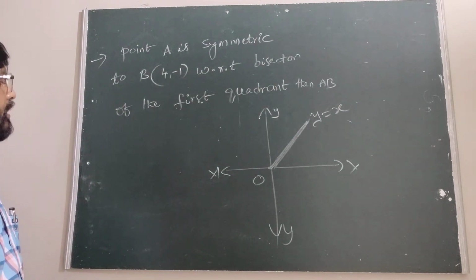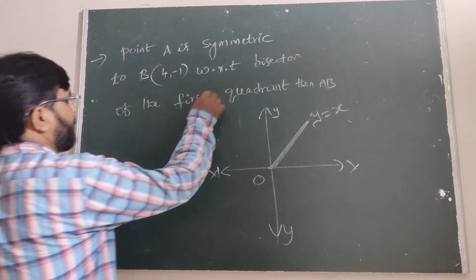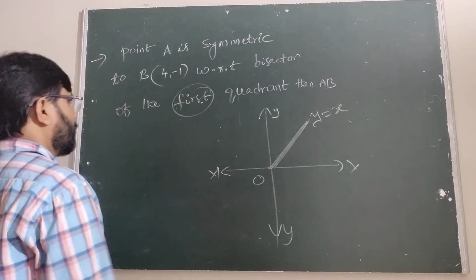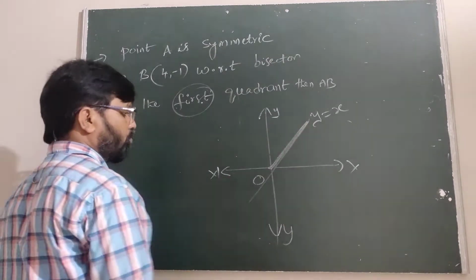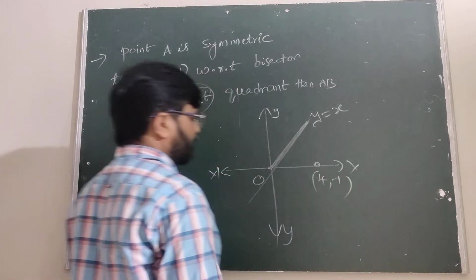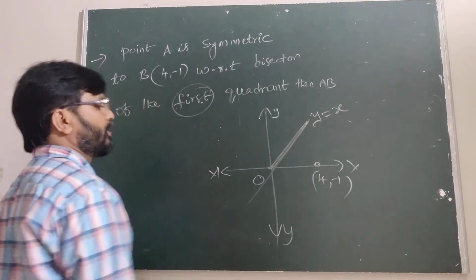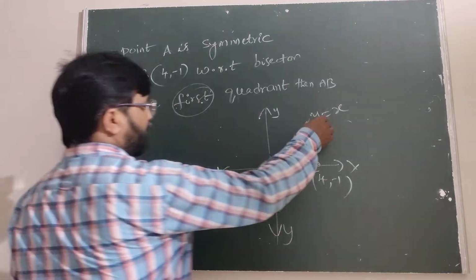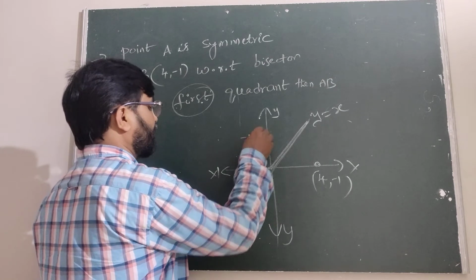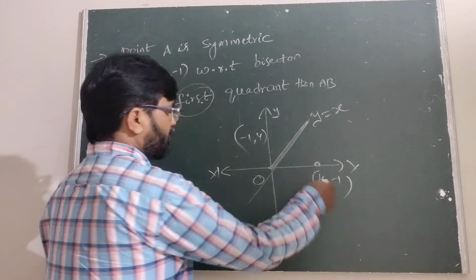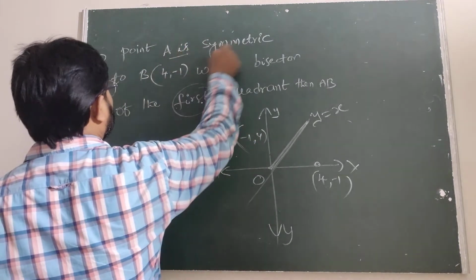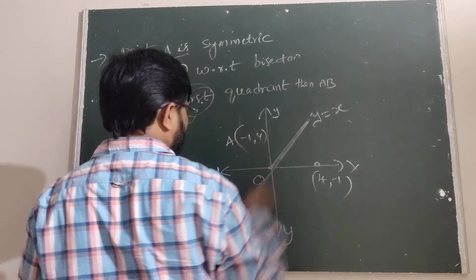Suppose we take the point 4 comma minus 1. What is the image of this point with respect to the line y equal to x? Undoubtedly its image is minus 1 comma 4. The image of 4 comma minus 1 is A, that is the symmetric point, meaning symmetric means image here.